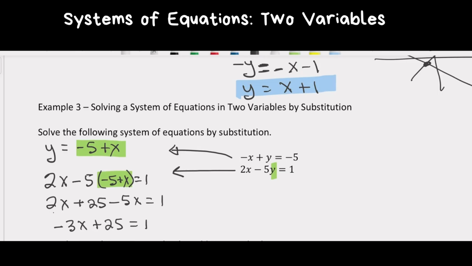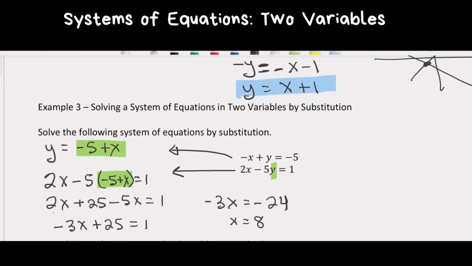I'm going to subtract 25 on each side, and I'll get a negative 24 on the right. Divide by negative 3. x is equal to a positive 8. I'm not done though. That's just the x. I need to find the y.